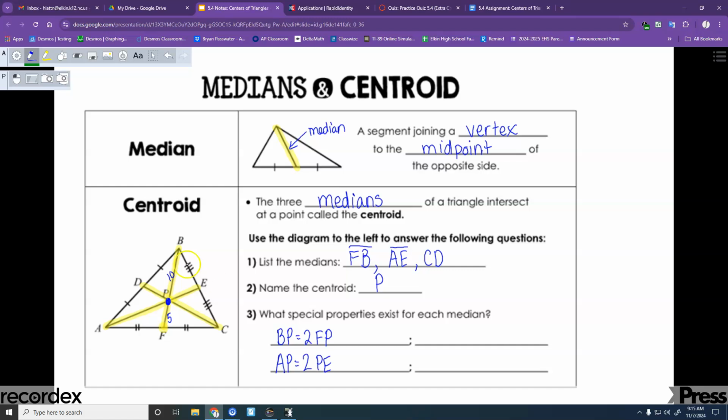And for CD, the long part, CP, has to be twice as long as DP. There. And like I said, I'm not really sure what they want on that fourth blank right there. I don't know any other properties.